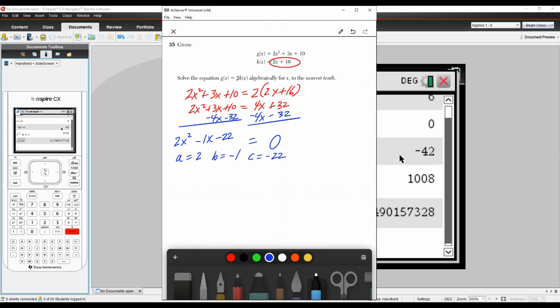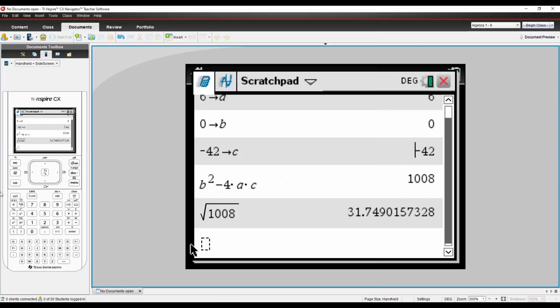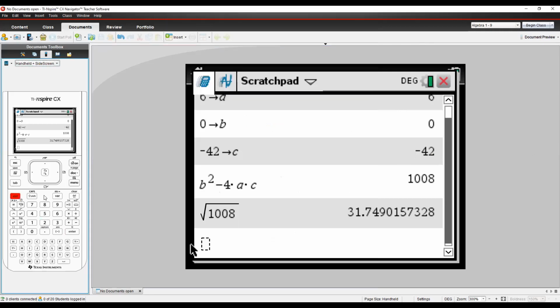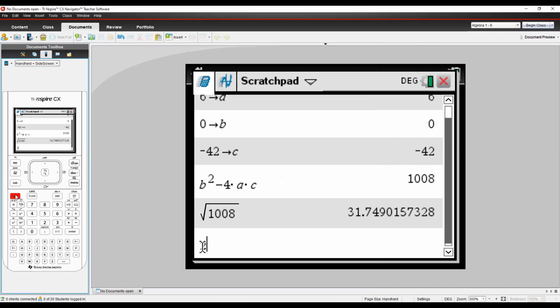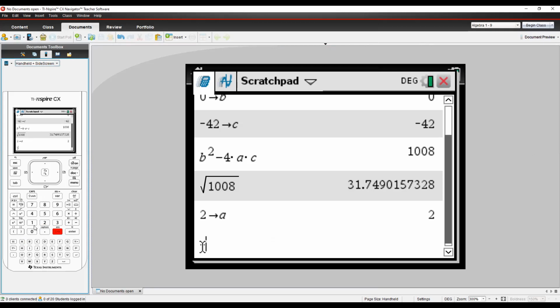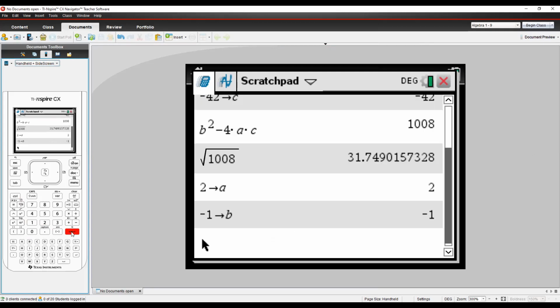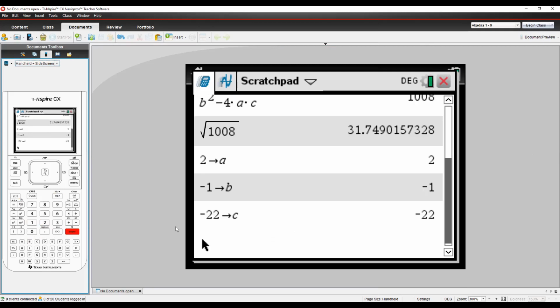So let's go. The leading coefficient is 2, so we're storing that into A. And then we got a negative 1, and we're storing that into B. And then we got negative 22, and we're storing that into C. Press enter. We got it. Now we're just going to enter the quadratic formula.